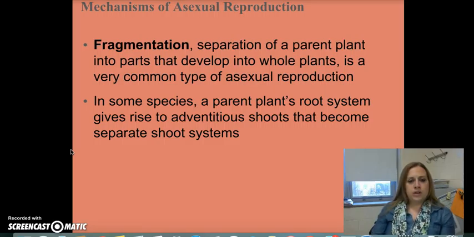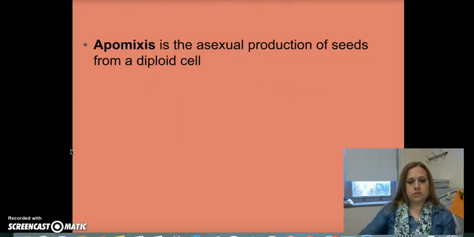Some mechanisms of asexual reproduction: you've got fragmentation, which is the separation of a parent plant into parts that develop into whole plants. This is a pretty common type of asexual reproduction. In some species, a parent plant's root system can also give rise to shoots that will then become separate shoot systems.